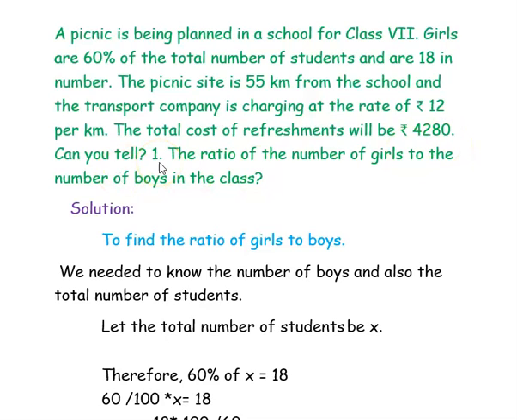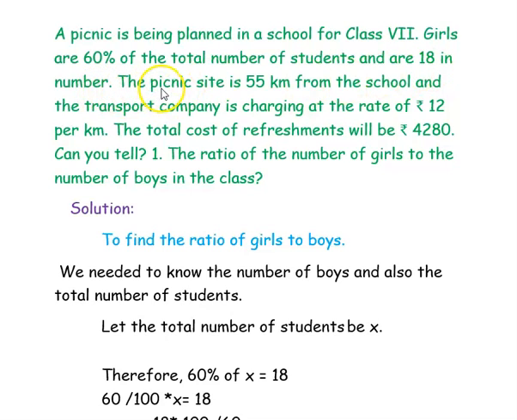Can you tell? Okay, the first question is the ratio of the number of girls to the number of boys in the class. Okay, solution. First, let's see what is given, what to find, then we'll go on to solving the question. So, it's given a picnic is being planned in a school for class 7 students. In class 7, we'll have both girls and boys. It is given that the girls are 60% of the total number of students, and they are 18 in number. So, total number of girls is 18.